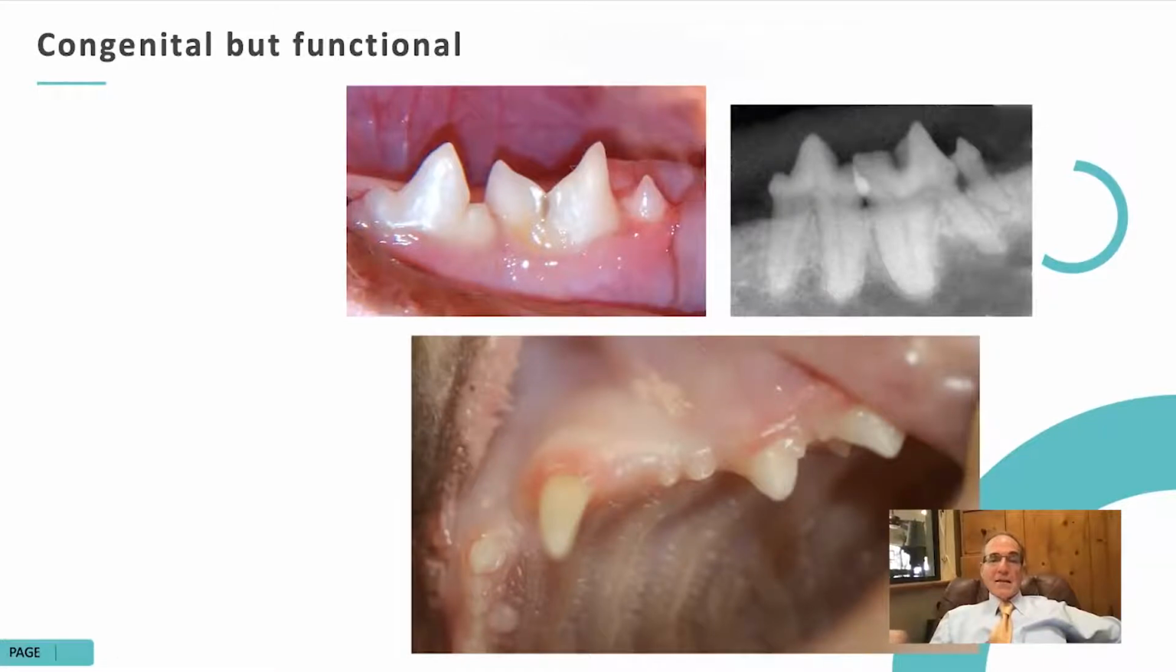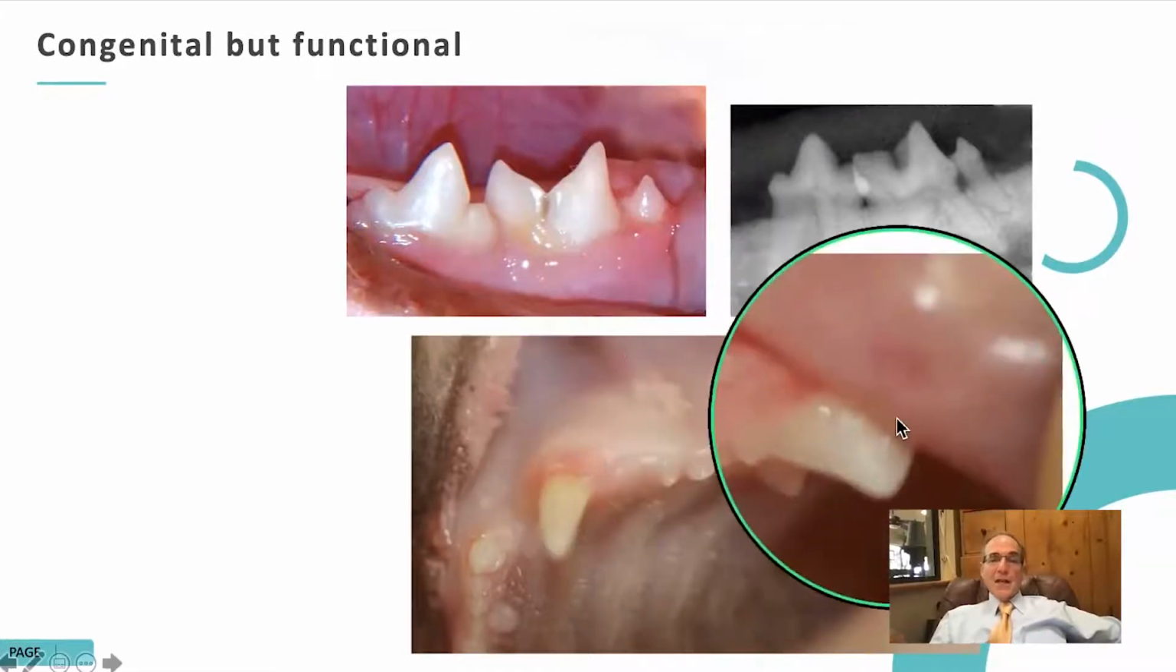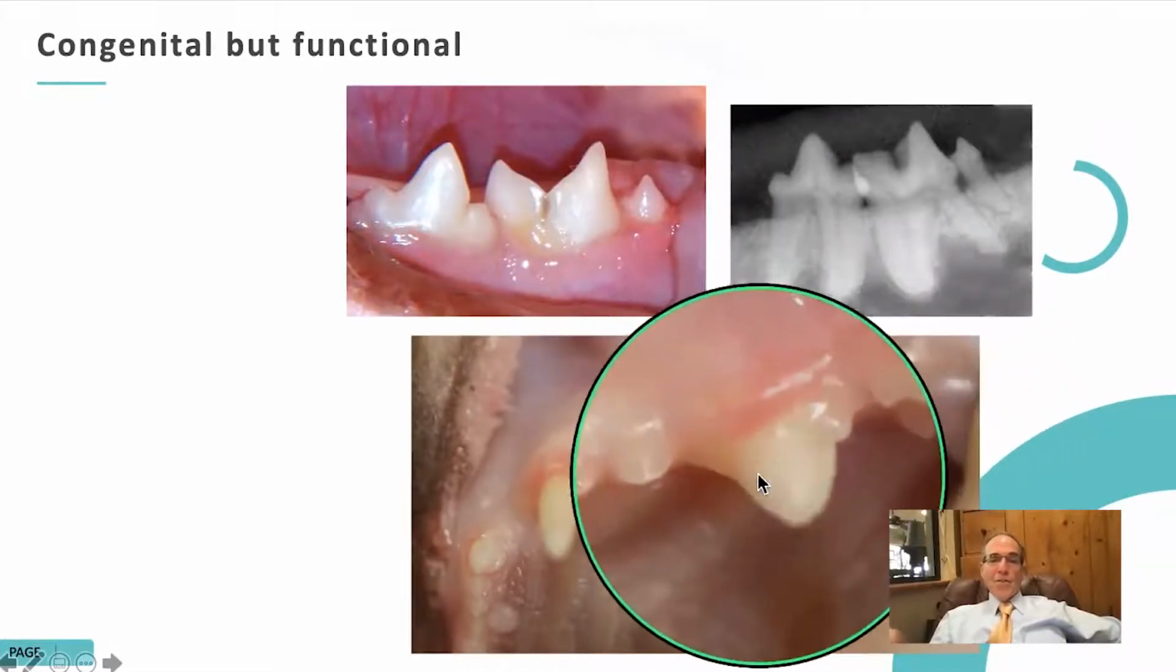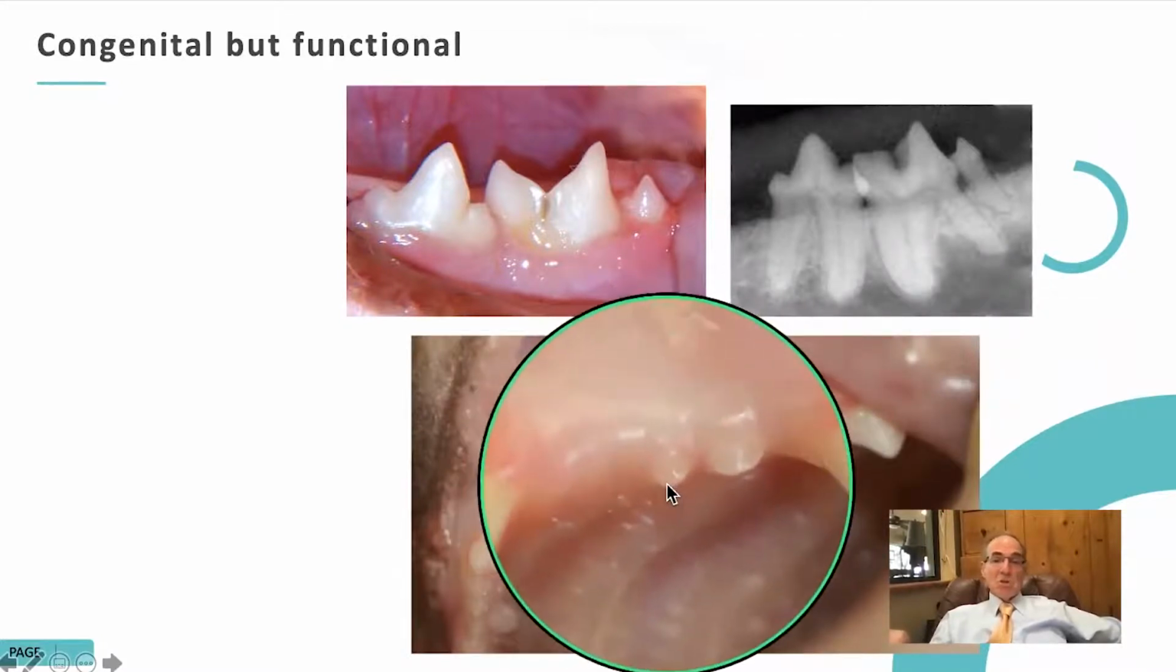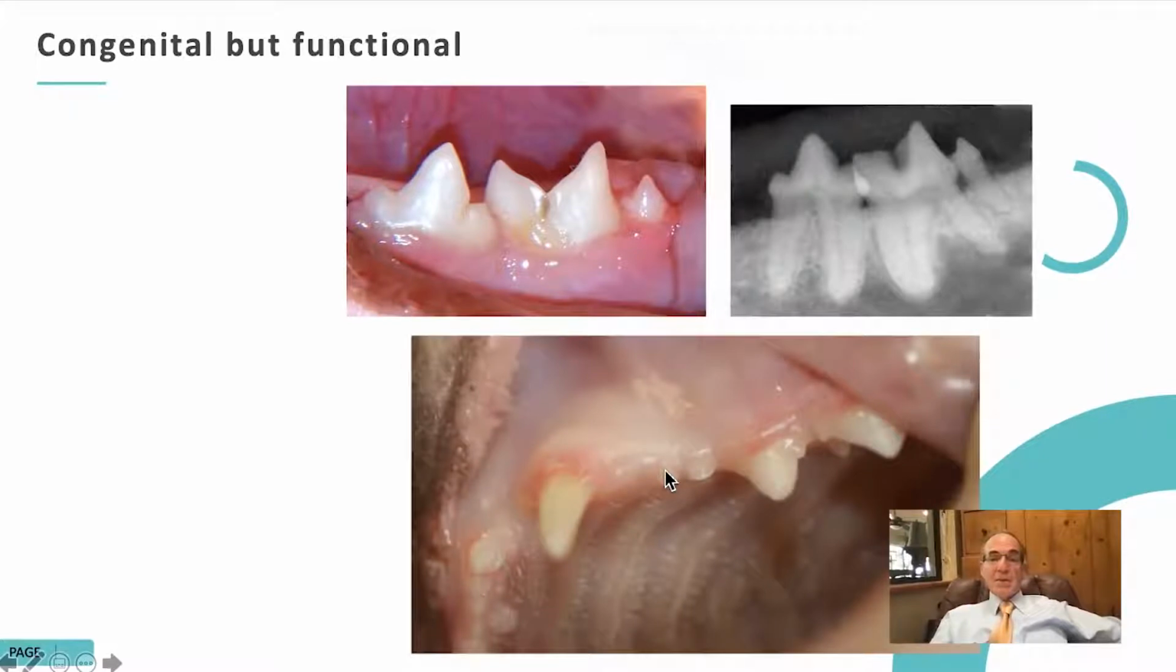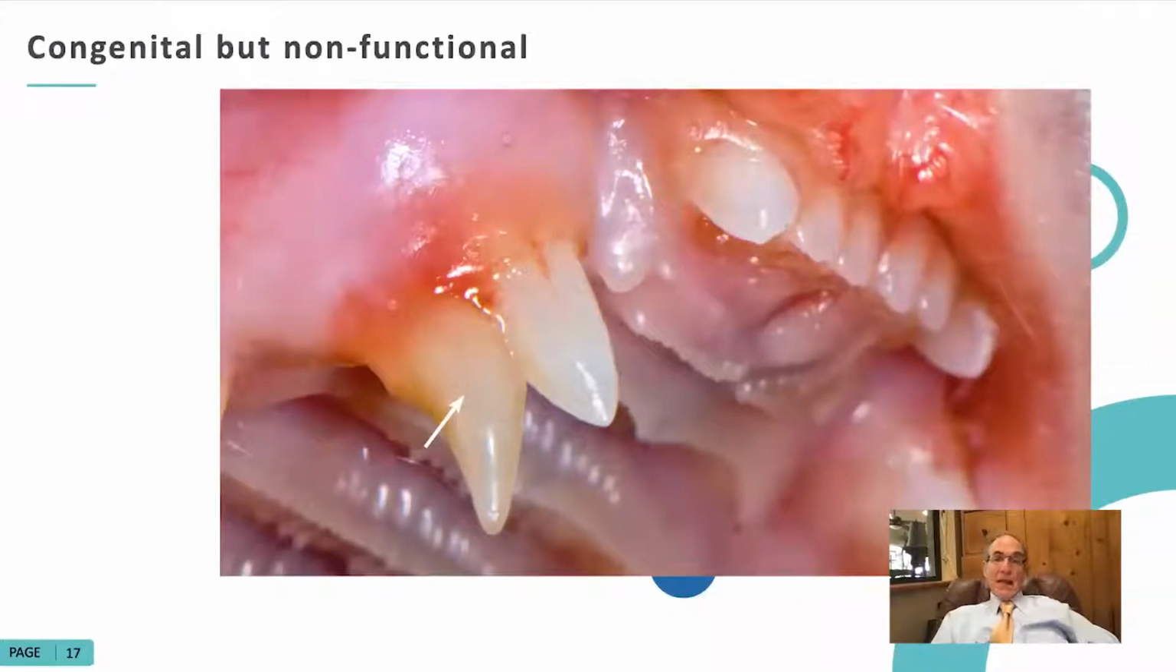Same thing in this maxilla. There's the 4th premolar, 3rd premolar. This is a 2nd premolar, and then what's this? Don't know. But it doesn't seem to be causing any inflammation, and we can safely leave it alone, and that means that it is functional. Now, some things are not functional.